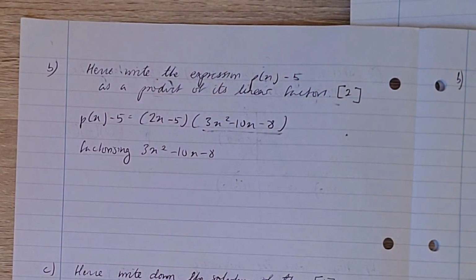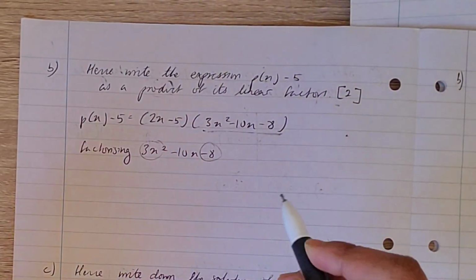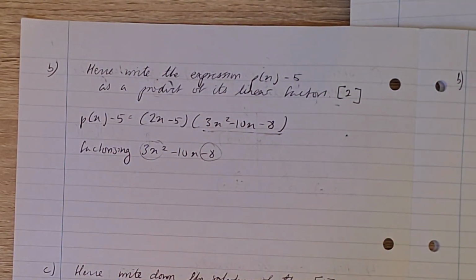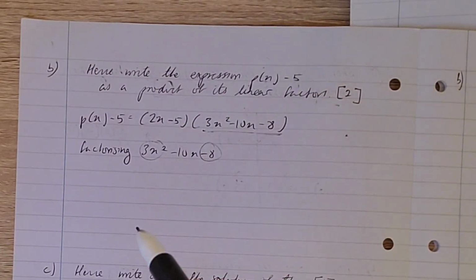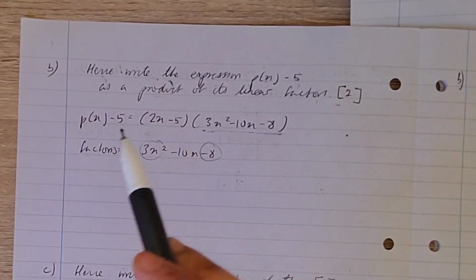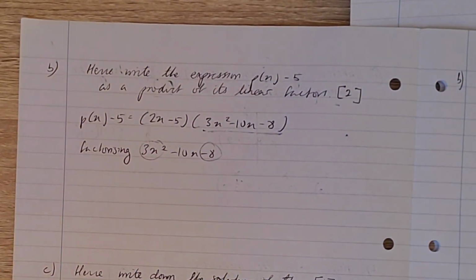Well, what two numbers? Multiplying this and this gives you -24. What two numbers multiply to give -24 but also add to make -10? If you think for a moment, you get -12 and +2.